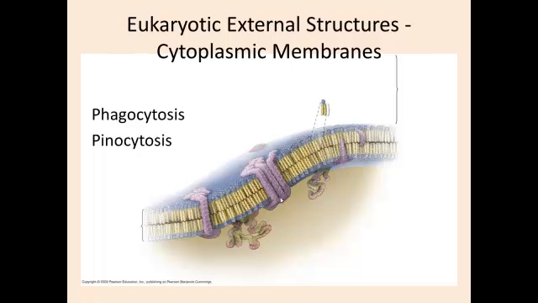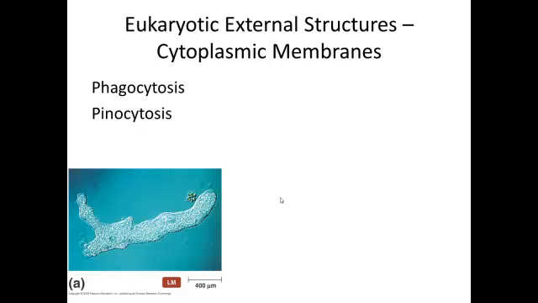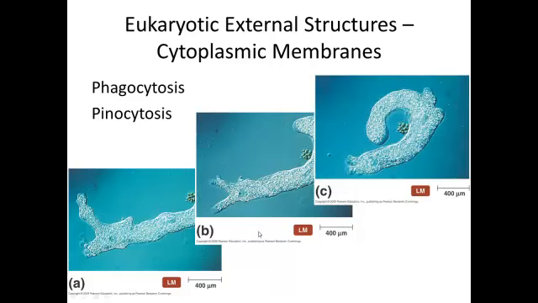Phagocytosis is Latin for eating cell, or as we would say it in English, cell eating. The pino of pinocytosis is drinking, so pinocytosis is cell drinking. Let's go over phagocytosis first. Phagocytosis starts with the cell becoming aware of a large food source, like this amoeba attaching to this bit of algae. An extension of the cell, called a pseudopod or false foot, wraps around the food item. Eventually, the cytoplasmic membrane pinches off so the food item is inside the cell and enclosed by a membrane. We call this a vesicle.